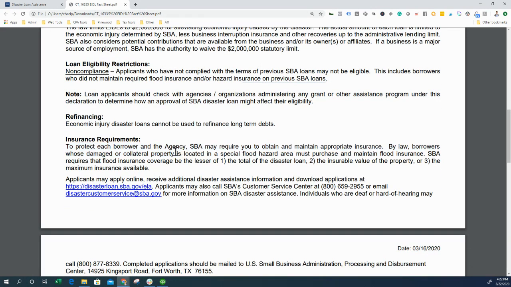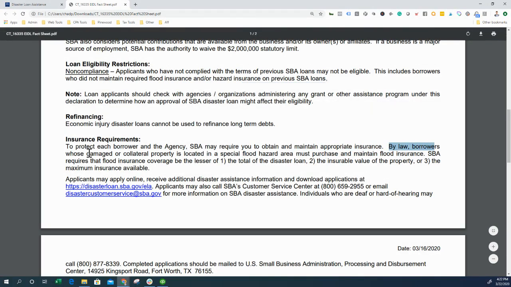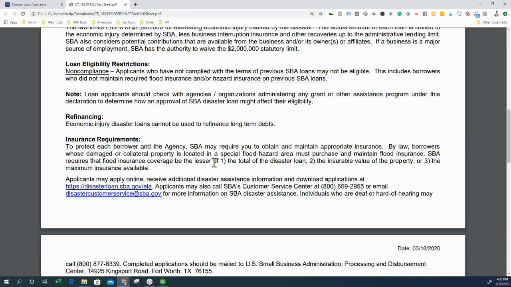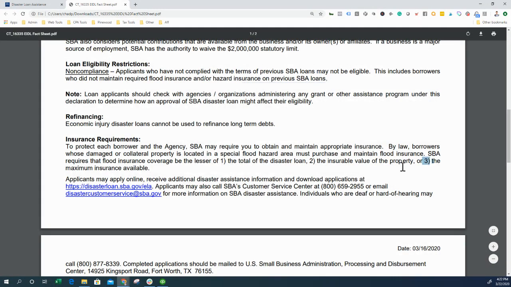Also insurance. So to protect each borrower, they may require you to obtain insurance. If you don't have business insurance already, I suggest you talk to your broker to get insurance. Borrowers whose damaged or collateral property is located in a special flood hazard area may purchase and maintain flood insurance. The SBA requires that you have minimum thresholds here of that flood insurance. So what they're saying is if we give you this loan, you need to have enough insurance to make sure that further disasters don't reduce your cash flow or hurt your business even more if you don't have the insurance protection. So again, talk to your broker or your insurance agent now and make sure that if you have a need for this insurance that you do get it as quickly as possible.